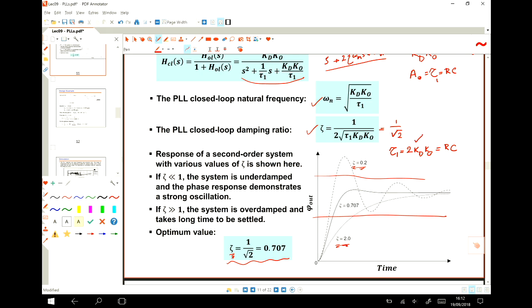So we know what's the value for KD. We know what's the value for the KD of our phase detector. We know what's the value for KO of our VCO. And then we have to design this. We pick a number for R, and then we define the number for this. Okay?